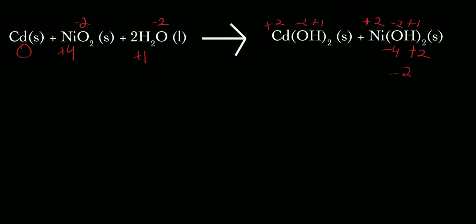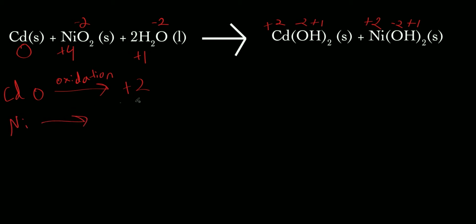So let me remove some of this. Now let's look at the changes in oxidation numbers. Our cadmium went from 0 to +2. We increased our oxidation number. By definition, that is oxidation. We lost electrons.